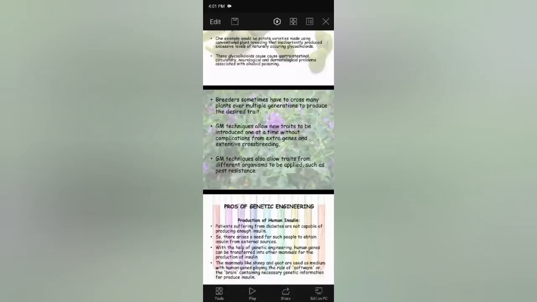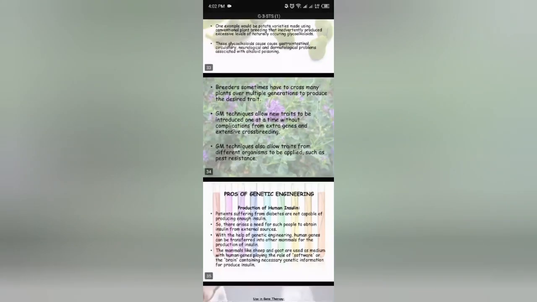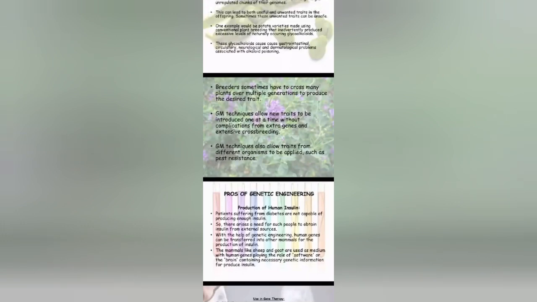Breeders sometimes have to cross many plants over multiple generations to produce the desired trait. GM techniques allow new traits to be introduced one at a time without complications from extra genes and extensive crossbreeding. GM techniques also allow traits from different organisms to be applied, such as pest resistance.